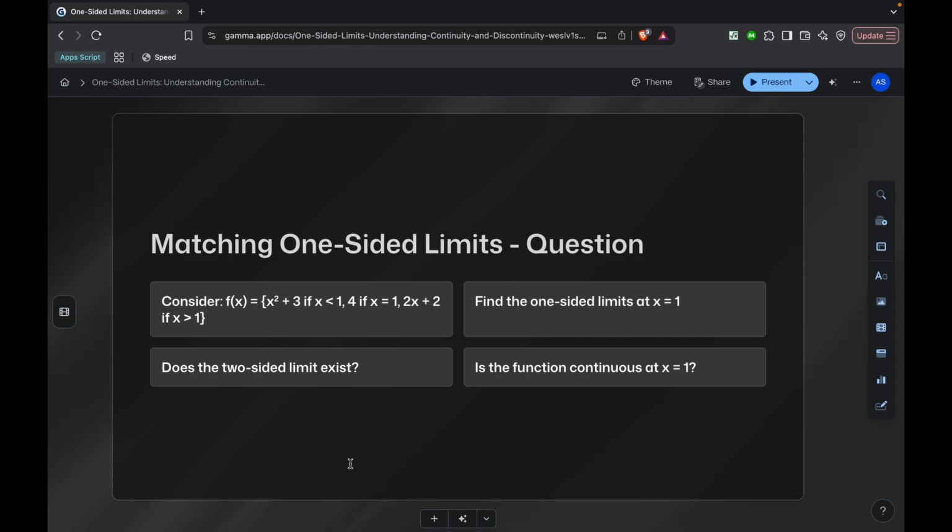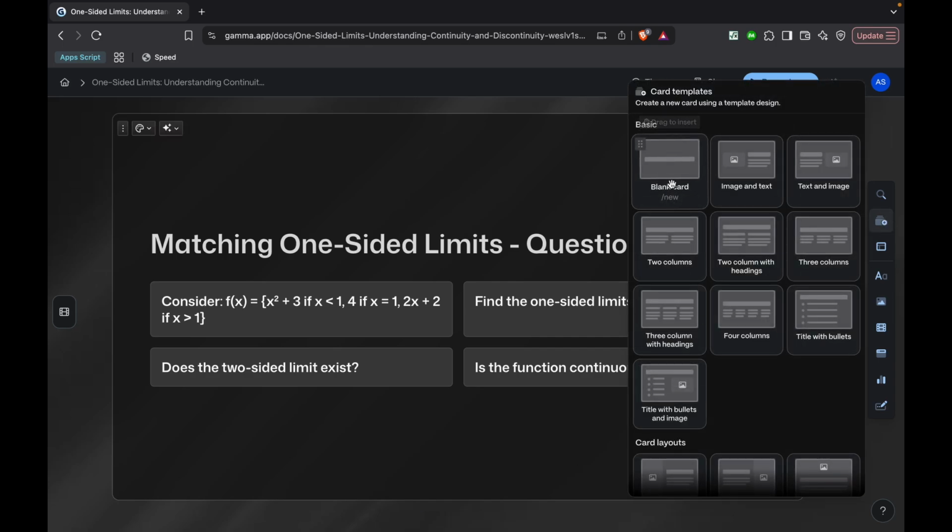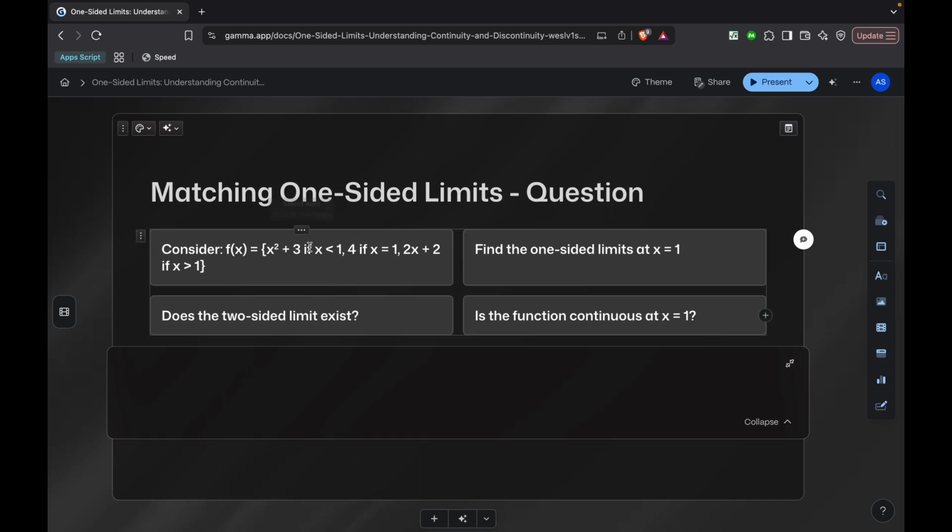And number 2, is the function continuous at x is equal to 1? If you already figured out the answer, or you want to do it on your own and just check the answer, feel free to skip through to the answer slide. So let's start this explanation. Our first thing we're going to do is evaluate the limit from the left side.